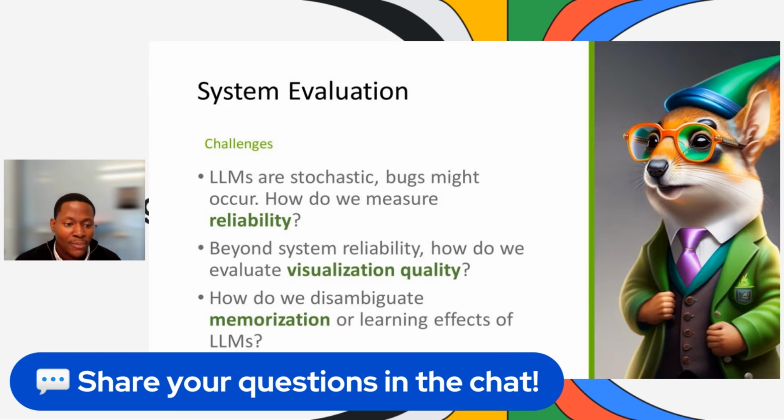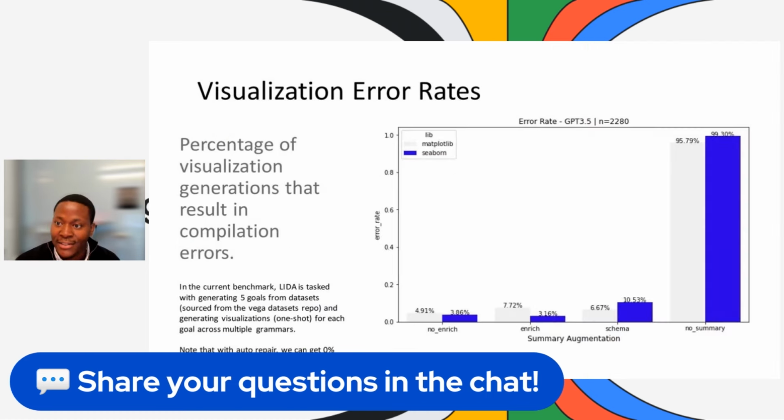Naturally, there are a few issues that come up with evaluation. The first is that LLMs are stochastic and bugs might occur, especially when we're trying to generate code that compiles. And so we need some sort of measure of reliability. Next, we might be able to generate code that compiles. However, how do we continuously measure visualization quality? And then finally, there's always a challenge of memorization. So how much of the output is based on what the model has seen during training, as opposed to it being able to extract parameters of the task at hand.